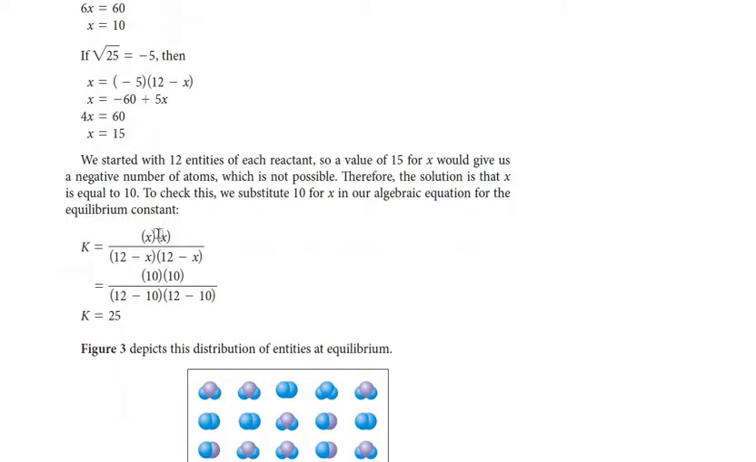And then to check that, we just substitute 10 here. 10 times 10 divided by 2 times 2 is going to be, K is going to be 25.